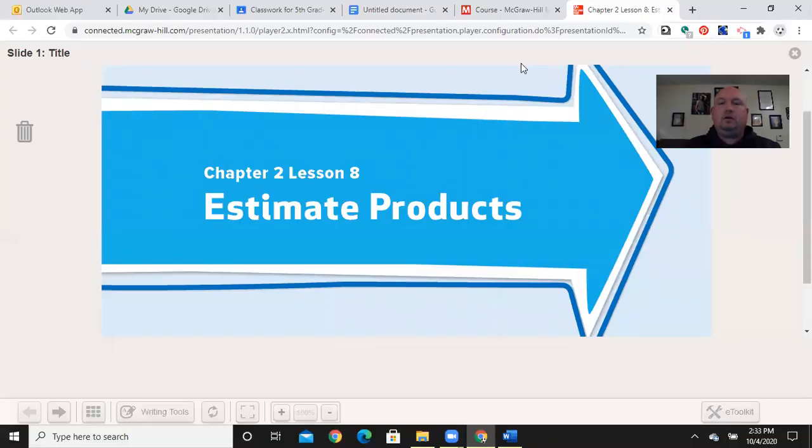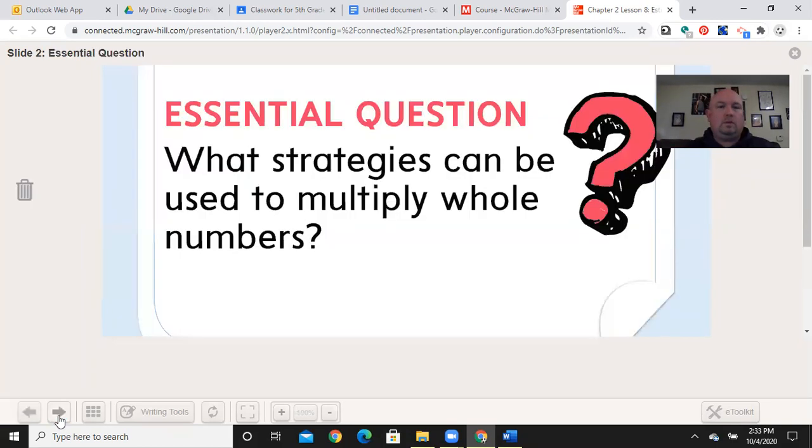Today's topic from Chapter 2, Lesson 8, Estimate Products. Our essential question in Chapter 2 is: what strategies can be used to multiply whole numbers?